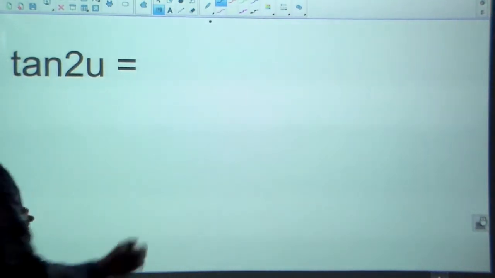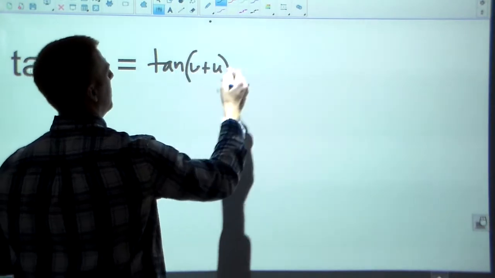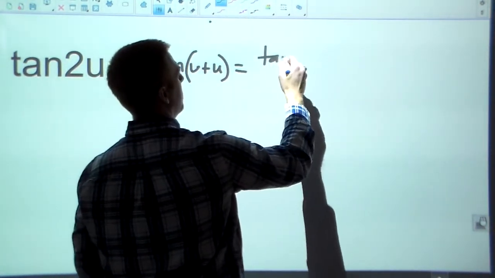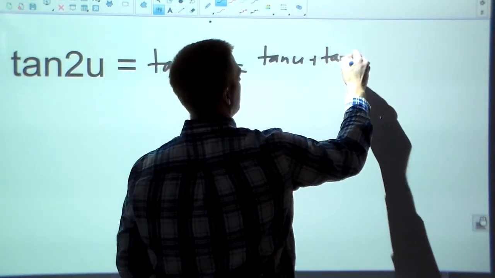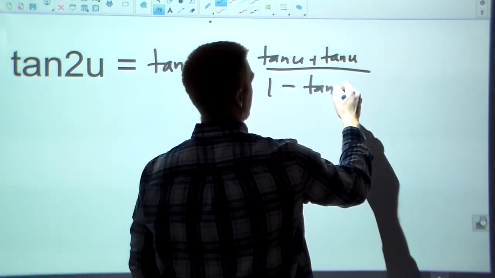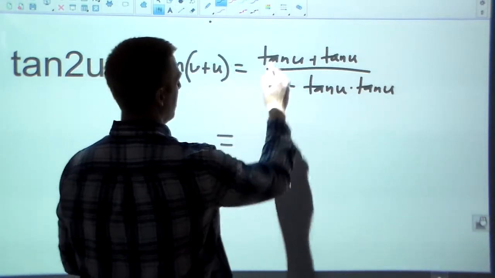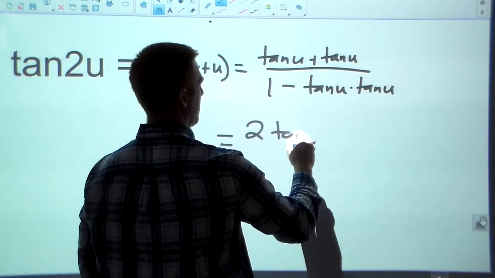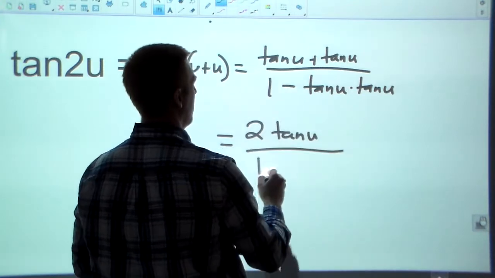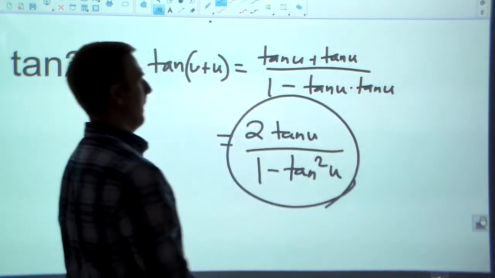All right, now let's take a look at tangent. So if this was tangent u plus u, then it would be tangent u plus another tangent u on top. On the bottom, you'd have 1 minus tangent u times tangent u. So this would be 2 tangent u's on top, and then 1 minus tangent squared u on the bottom.